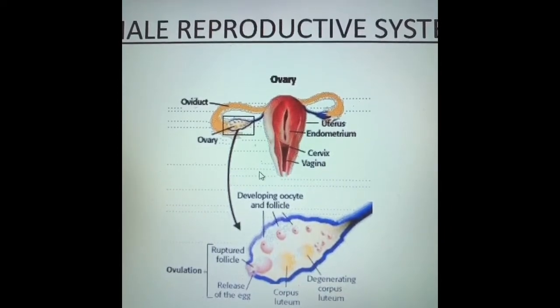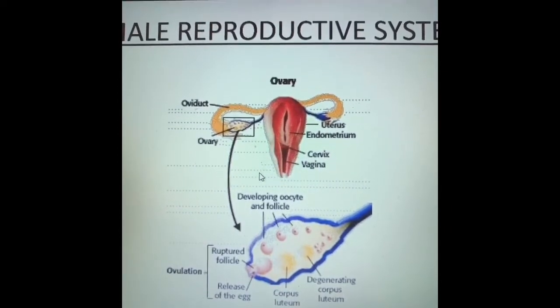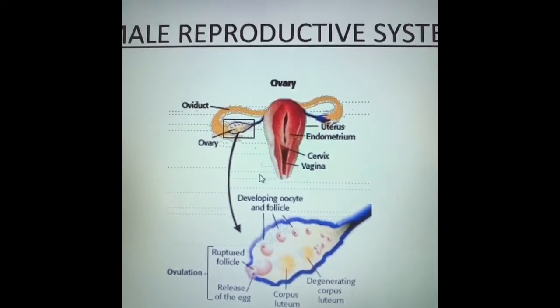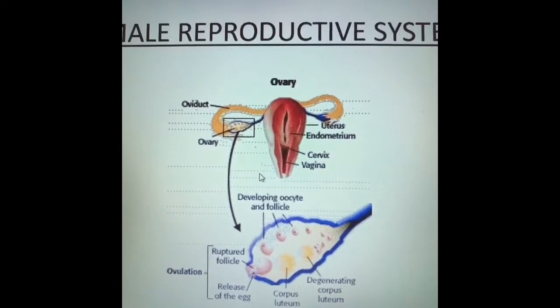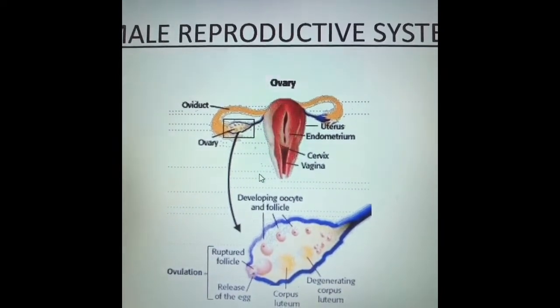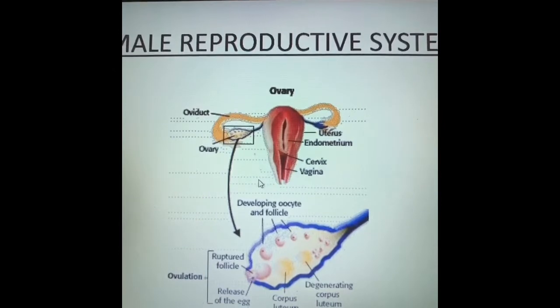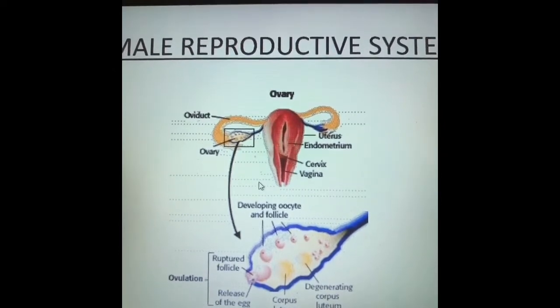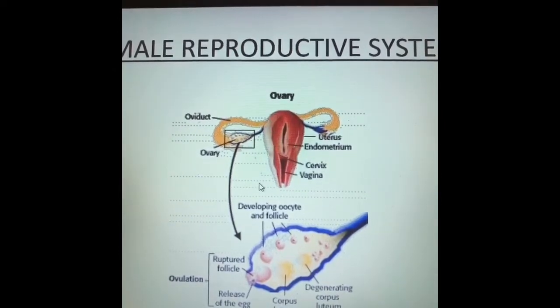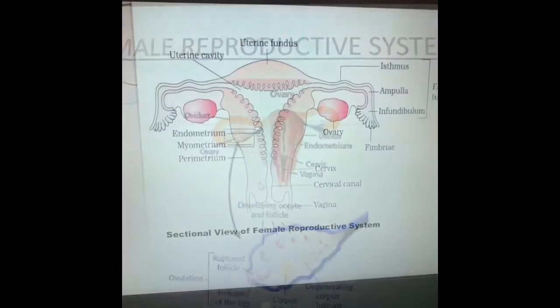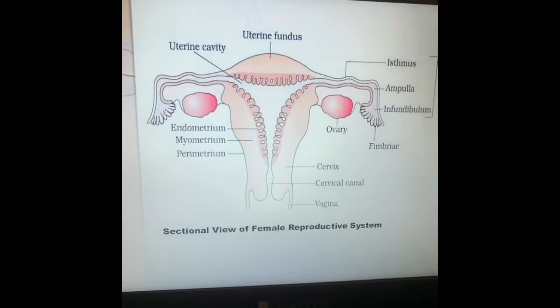They have a double-folded peritoneum, which is called mesovarium, and inside the ovary is the cortex towards the peripheral end, and the inner side is the medulla. The follicle develops into various stages every 14 days, and we see the changes. Here is a sectional view of the female reproductive system.